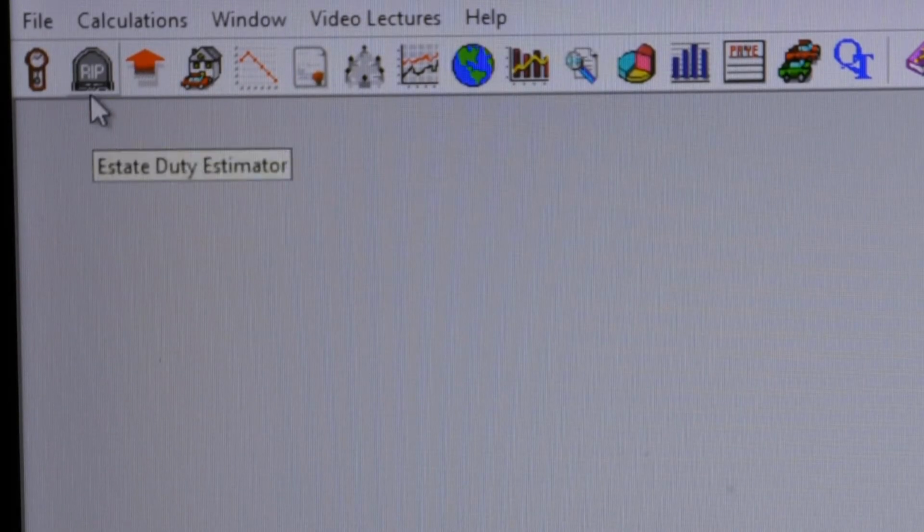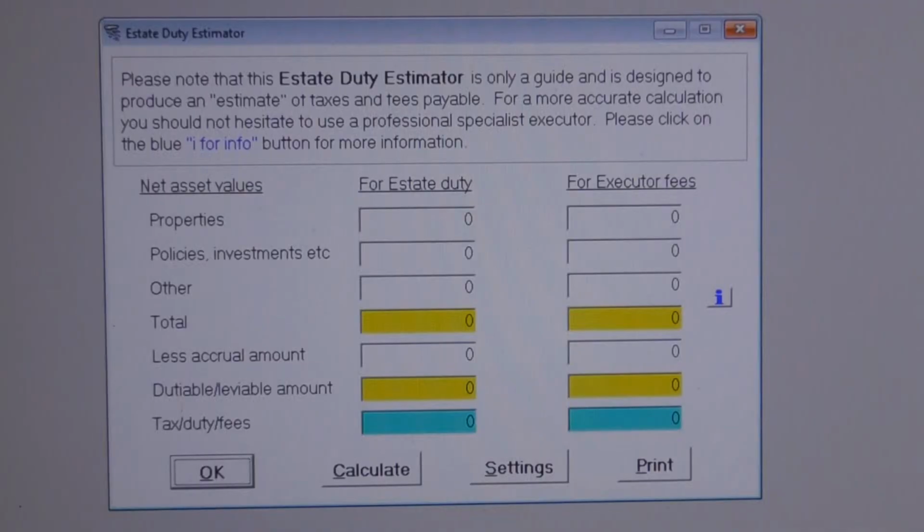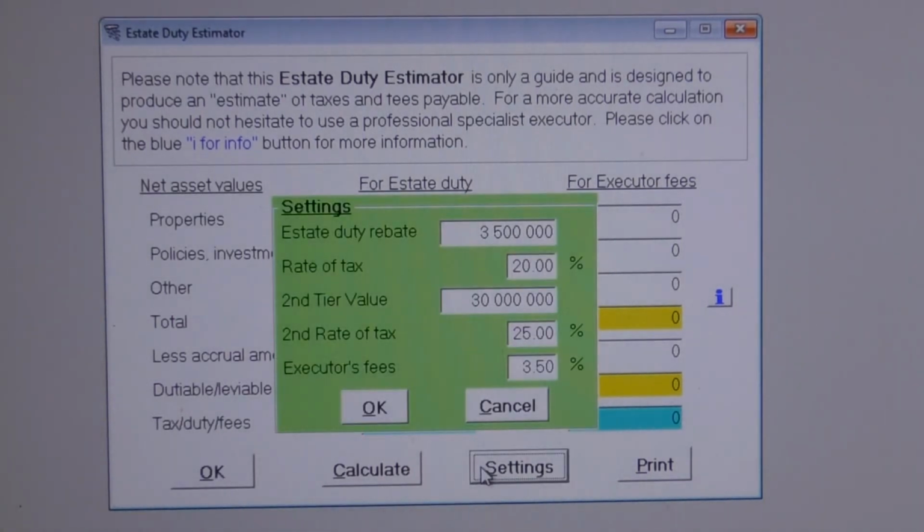This icon will access the estate duty estimator. It is well nigh impossible to get a client to produce all the data required to do a comprehensive estate duty and executor's fees calculation. Plus, you need very comprehensive and expensive software used by executors. This calculator is designed to produce a simple estimate of estate duty and executor's fees that would have to be paid in the event of death by entering only a few amounts. The program is designed to display an estimate of whether 1,000 Rand or 1 million Rand would be required. The blue info button will offer more information on what amounts to enter where. The settings button allows the user to set rates and amounts when these are changed with legislation.